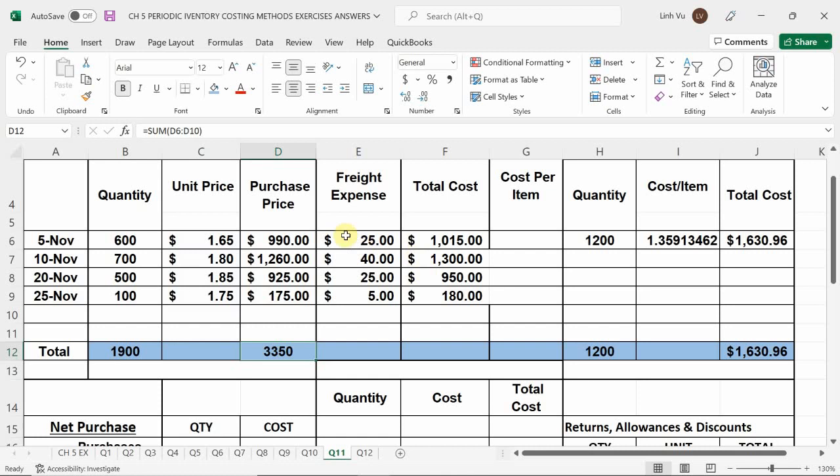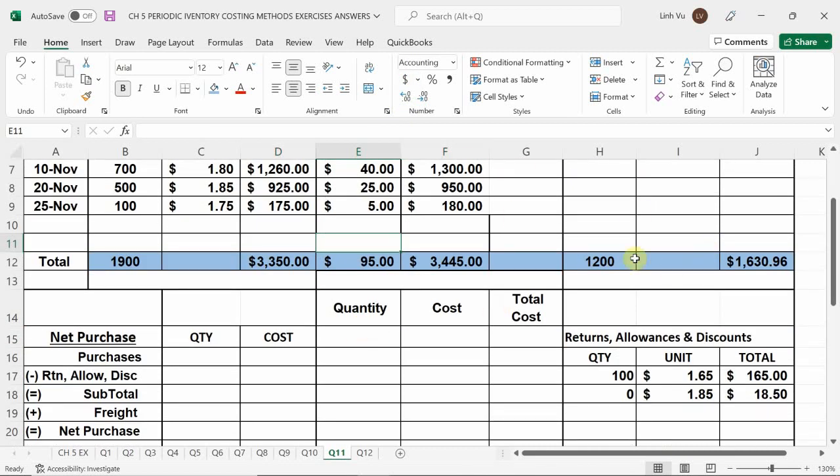95. All right, 25 plus 25 is 50 plus 40 gives you 90 plus 5 gives you a total of 95. And then, of course, your grand total cost should be $3,445. Right? You could just simply add these two numbers together and you should get the same answer. Okay.